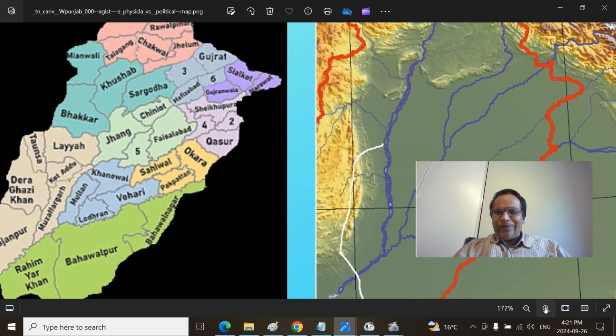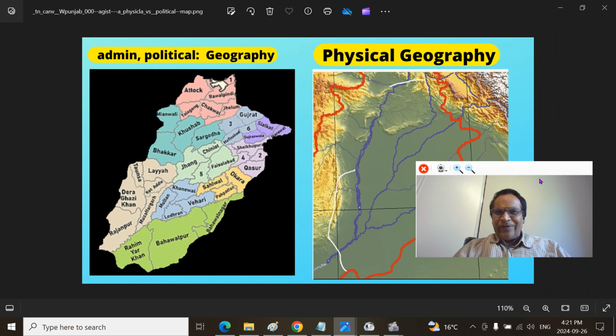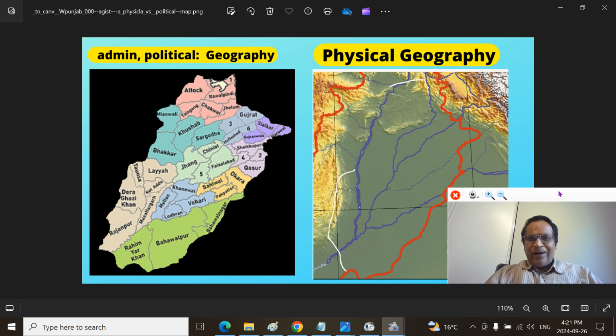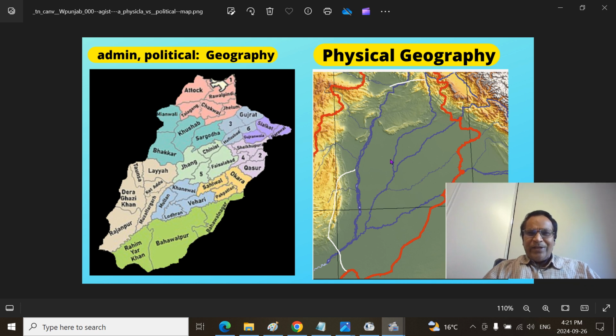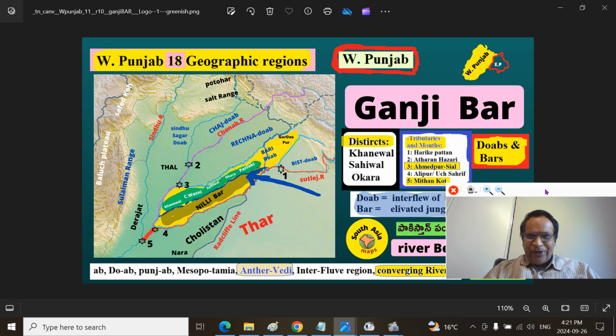In fact, in order to understand the current political geography, physiogeography plays a very important role. Even the river boundaries, the wars, the treaties, and all those things can be easily discerned based upon the physical geography. That's why we are covering this physical geography in detail here.